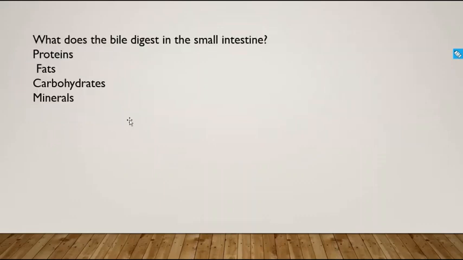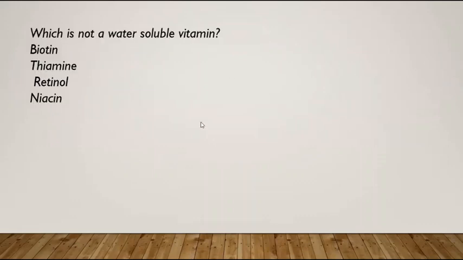What does the bile digest in the small intestine? Here you can find one more question: bile is secreted by which organ? When bile is secreted into the small intestine, it helps in digestion of what? The answer is fat. So bile helps in the digestion of fats. This is an important fact regarding bile.